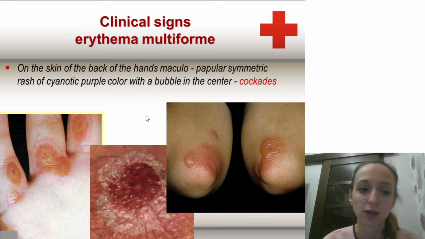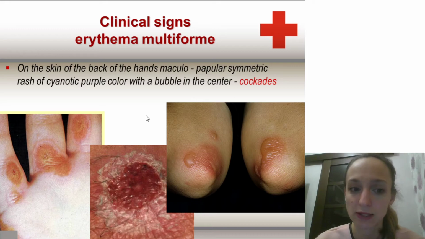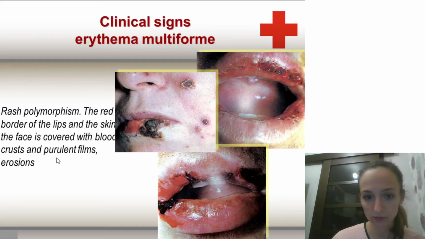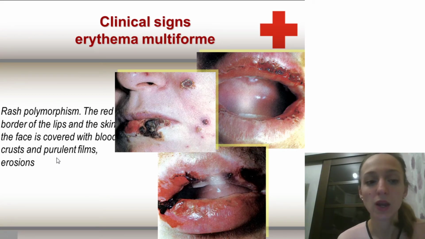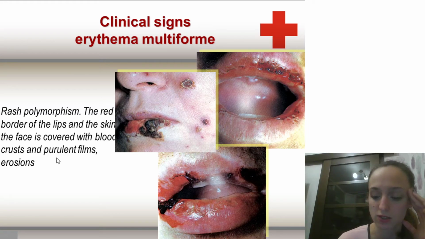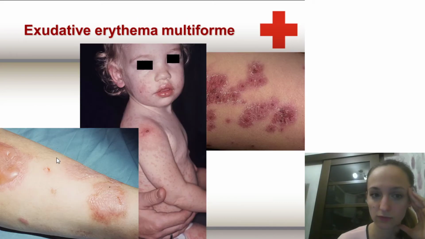Clinical signs on the skin of the back of the hands, macules, papules, symmetric rash of cyanotic purple color with a bubble in the center. It is cockade. Clinical signs, erythema. Rash polymorphism, the red border of the lips and the skin of the face is covered with blood crusts and purulent films and erosions. Also exudative erythema.